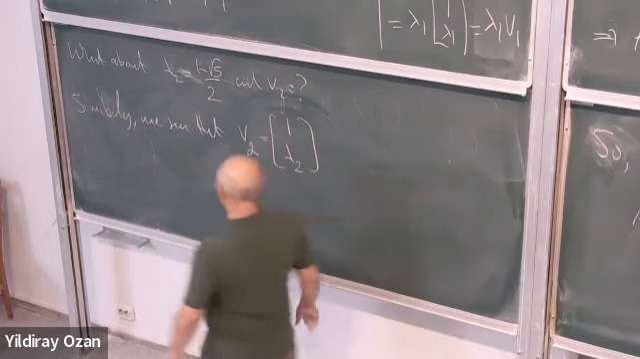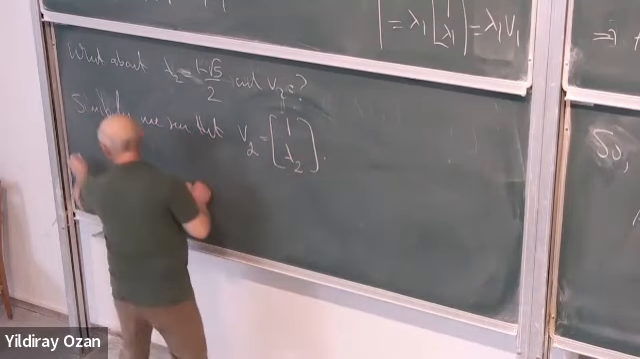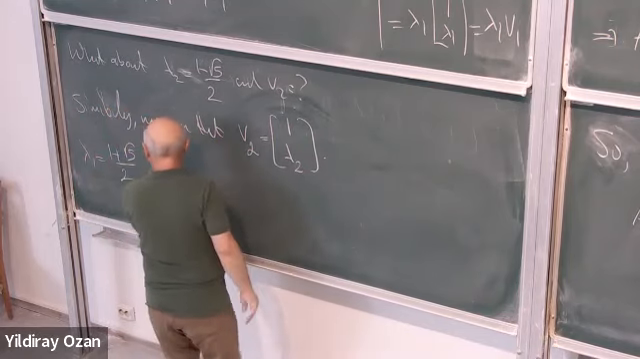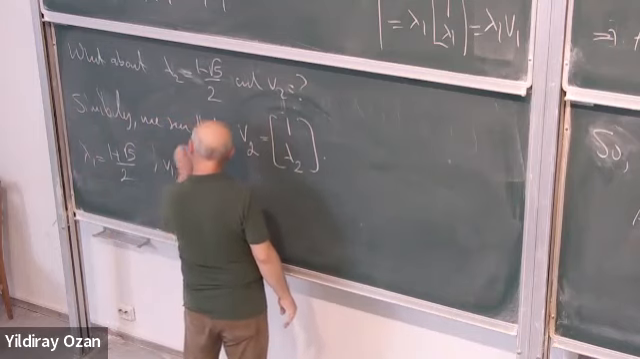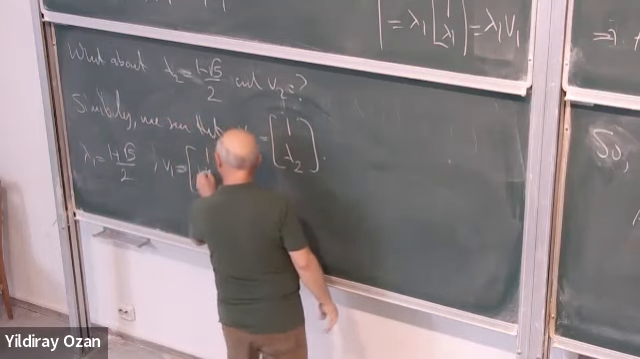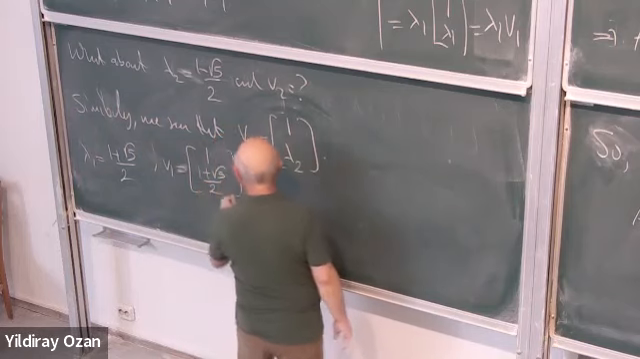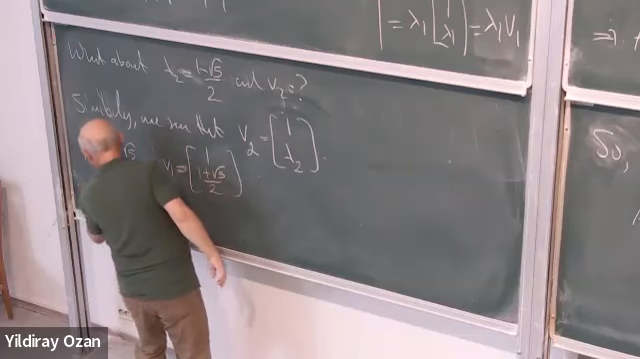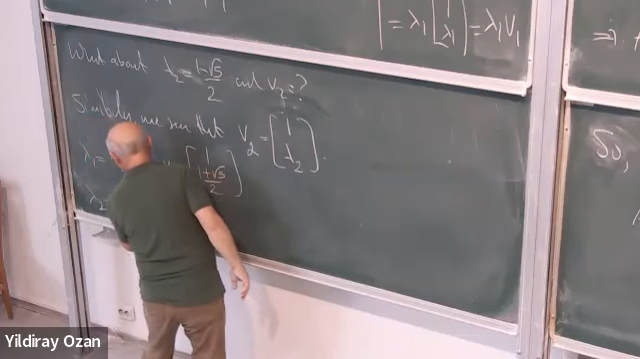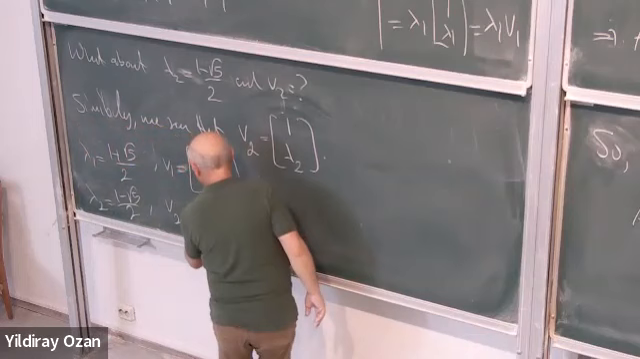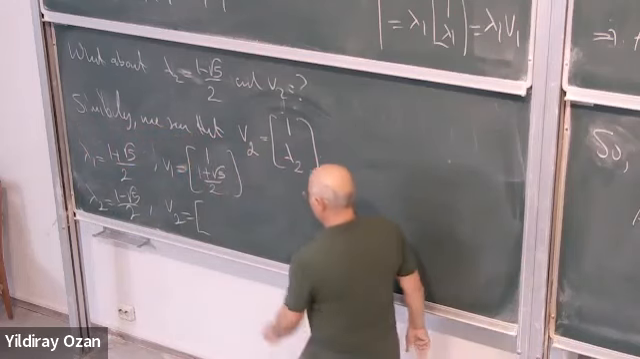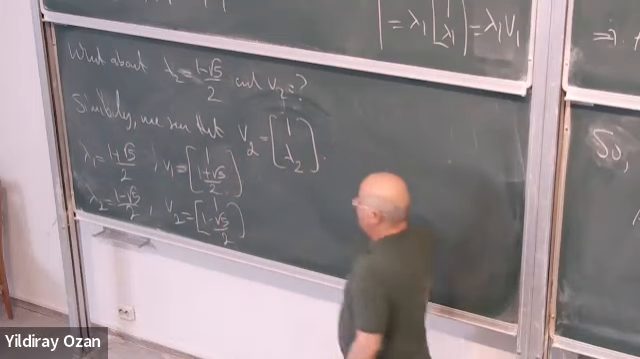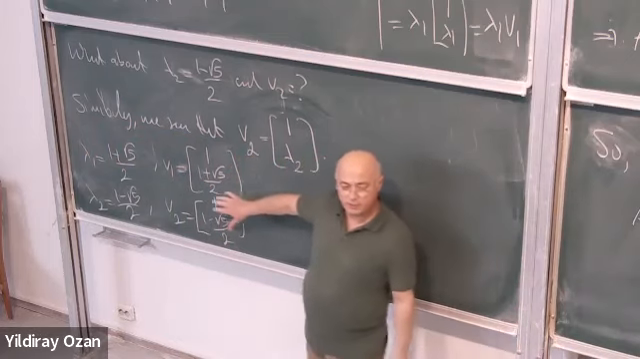So what was lambda 1? 1 plus root 5 over 2. And the vector was this: 1, 1 plus root 5 over 2, right? What is v2? Pardon, lambda 2. Lambda 2 is just 1 minus root 5 over 2. And these two are just the same: 1 minus root 5 over 2. You see a pattern here, right?